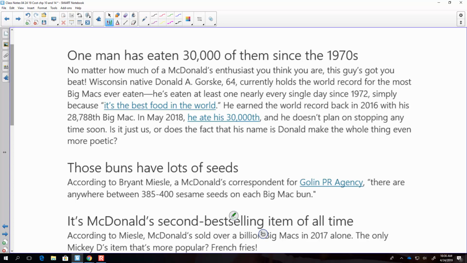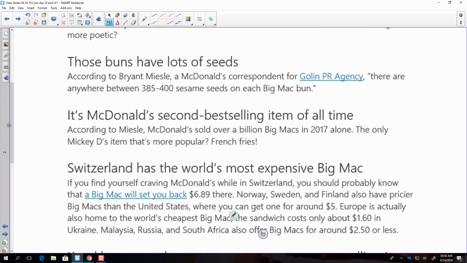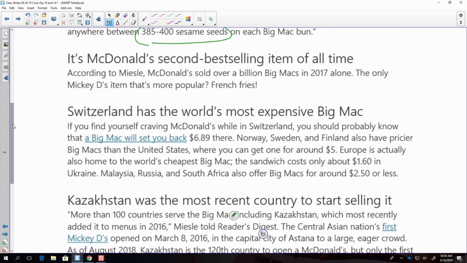Setting a goal. If you have a goal to eat Big Macs, this person has eaten 30,000 of them. It took them almost 40 years to do it. He eats 1 a day for lunch. I don't know if I could do that. So I just put some fun facts here. Did you know there's approximately 385 to 400 sesame seeds on a bun? That's always neat to know. The Big Mac is second to what's the most popular? French fries. They beat out the Big Mac.